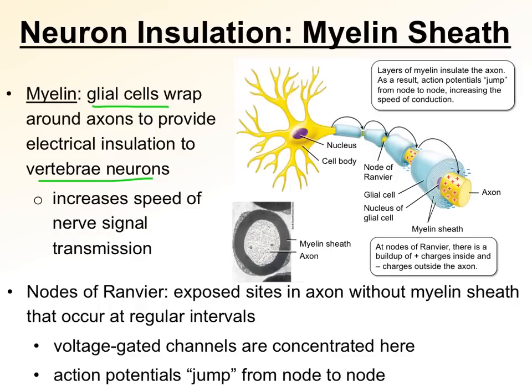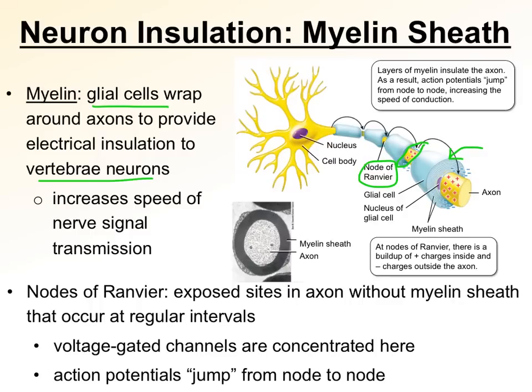And then you have areas where you have an absence of that sheath, and you can see that the blue is the insulation, and then this area here is that absence. We call the area where there is no insulation a node of Ranvier. And that node is an area that's exposed without the sheath, and they're going to alternate between areas with and without insulation.